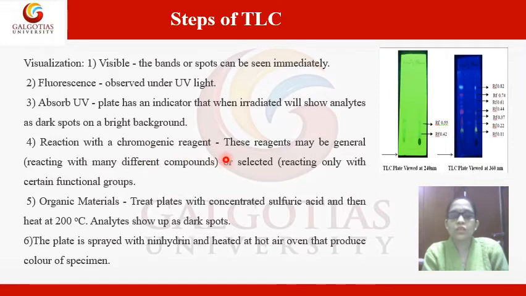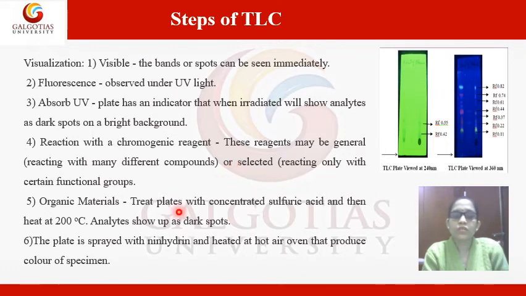So these reagents are general, or there may be selective reagents for selective functional groups. For alkaloids, we can use Dragendorff's reagent. There are some functional groups for which we will use alkaline KMnO4. So that means different functional groups have different spray reagents, also known as visualizing reagents.